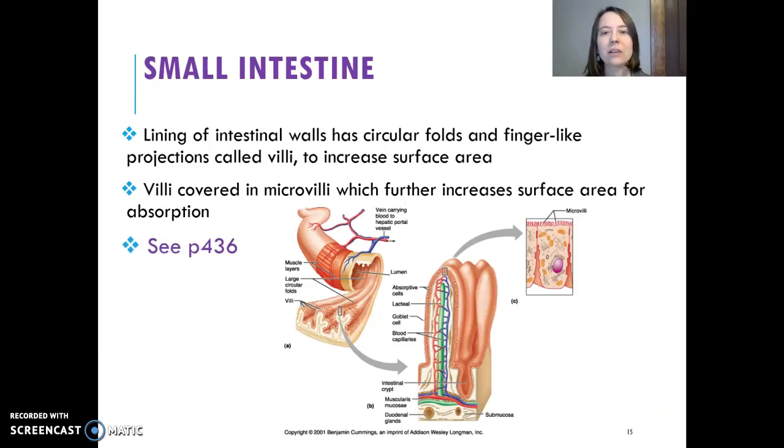So there is a nice picture of your small intestine on page 436 in your book, and in class we're going to look at CPUP, a simulation you did in biology that talked about intestinal cells.